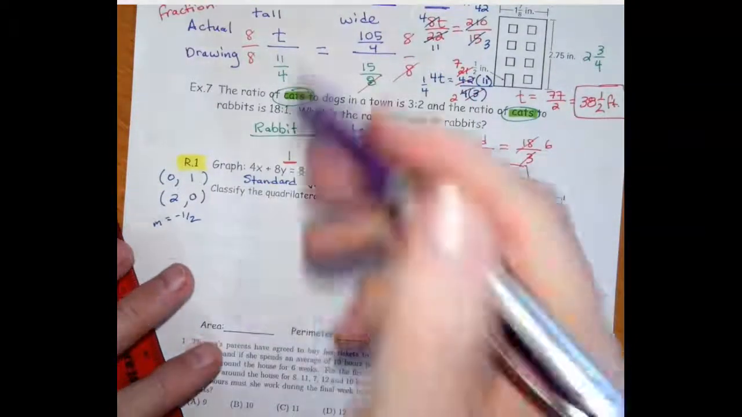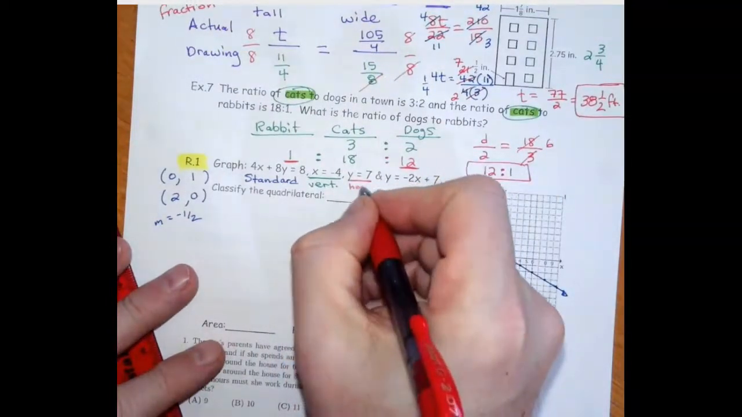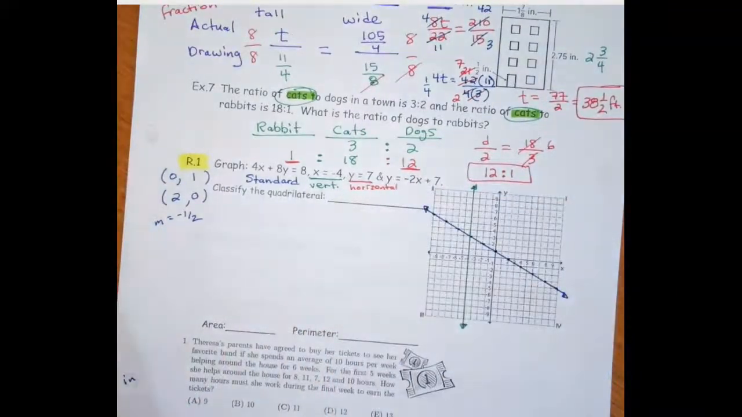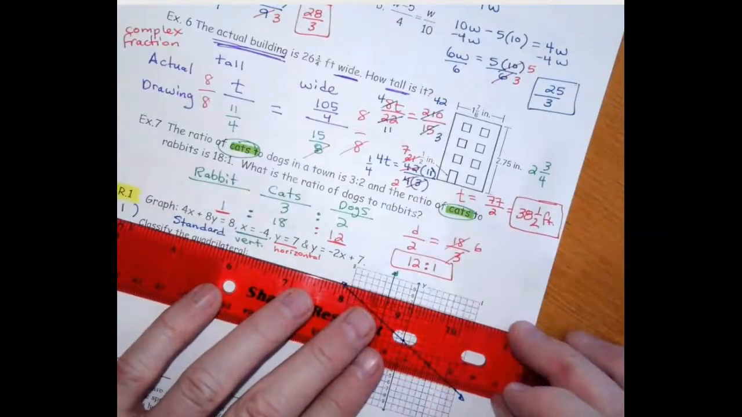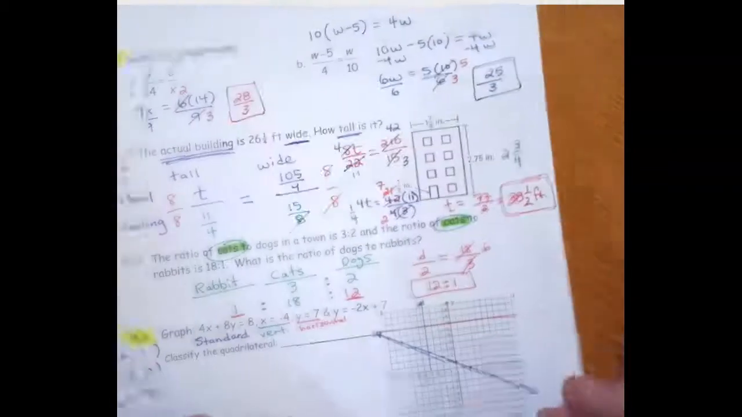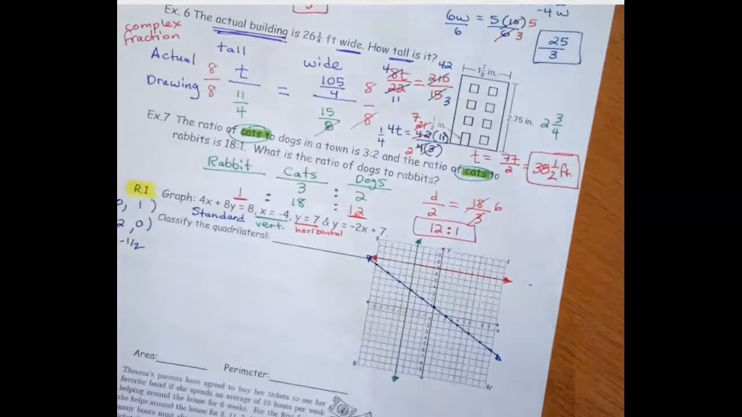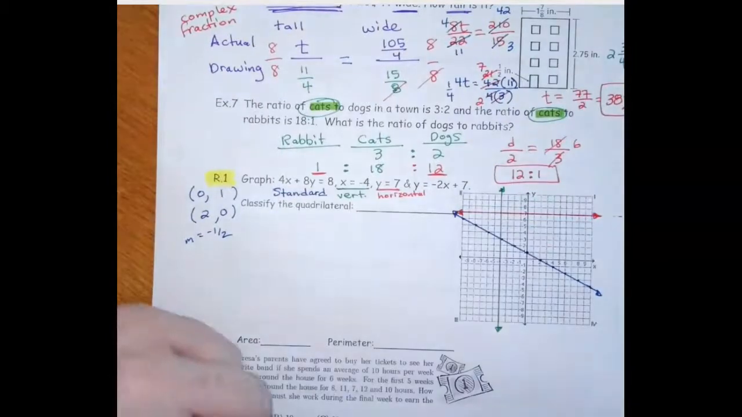And the next line is horizontal. Alright, so that one is y equals 7. So y always equals 7. And our last line, that is in last one down there.